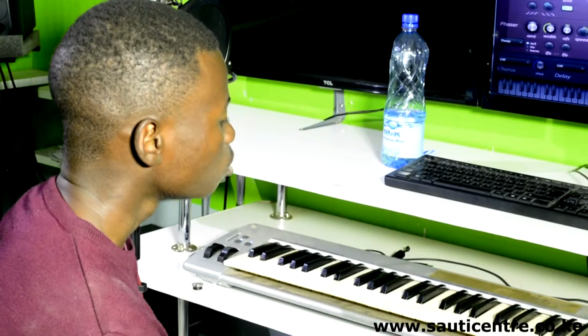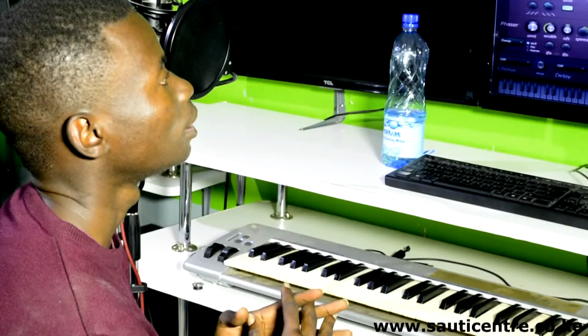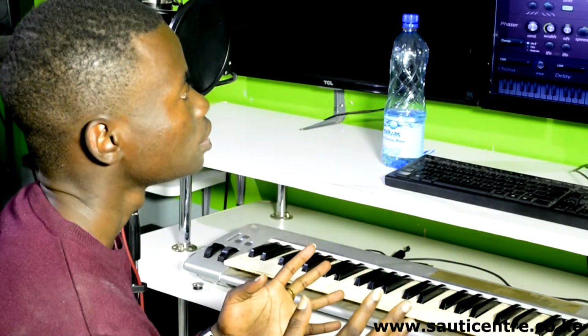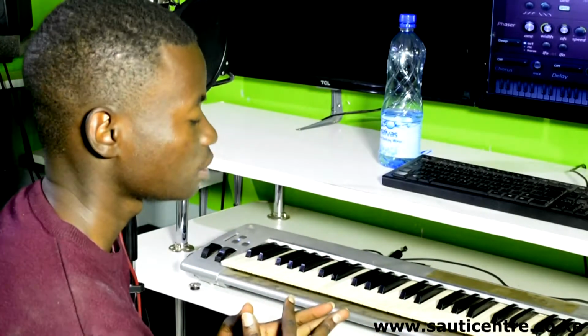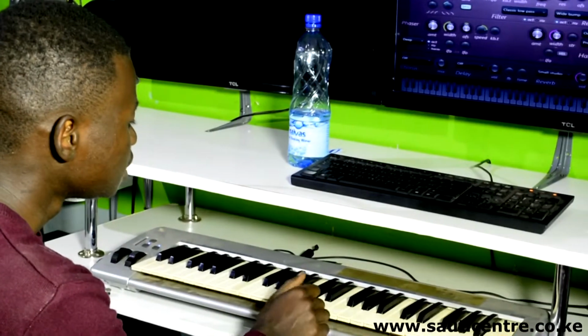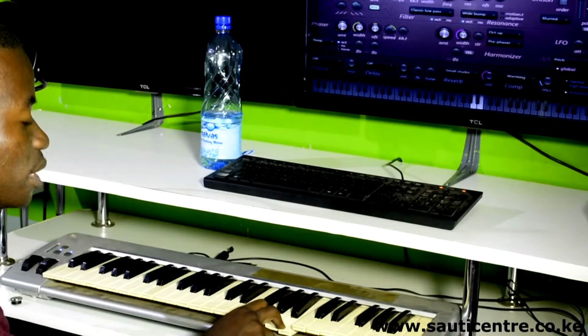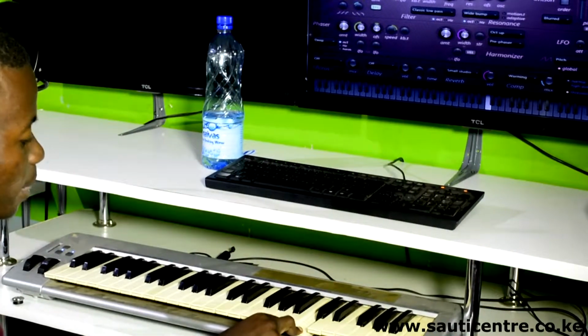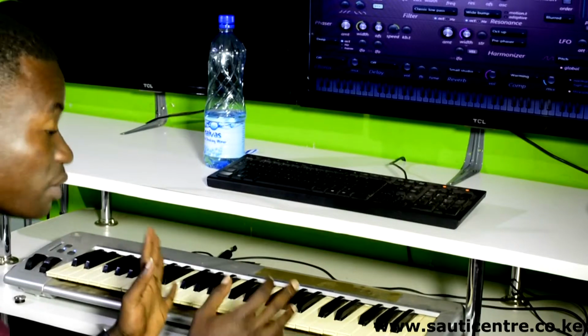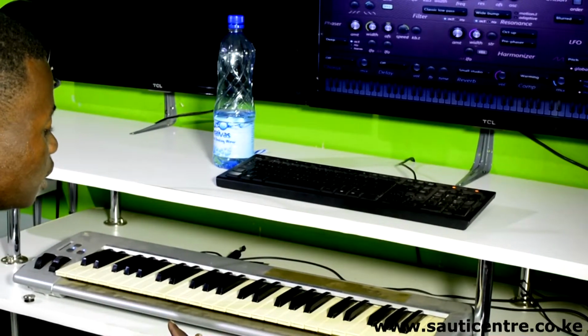So that means we are going to play all the white notes between C and the next C. That's an octave away. So that is C, D, E, F, G, A, B, all the way back to C. And now that makes the major scale. That's what makes the C major scale.